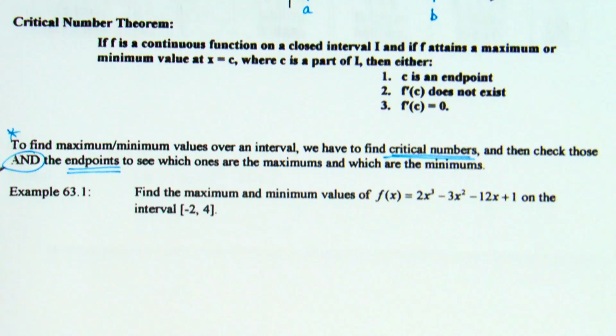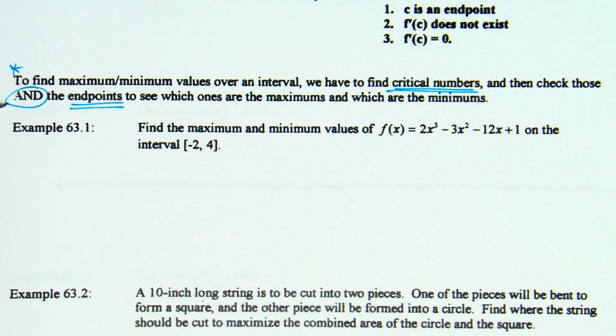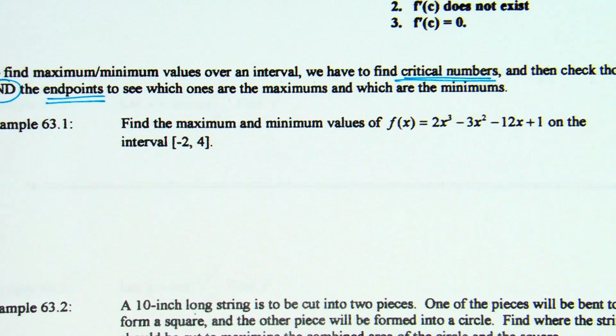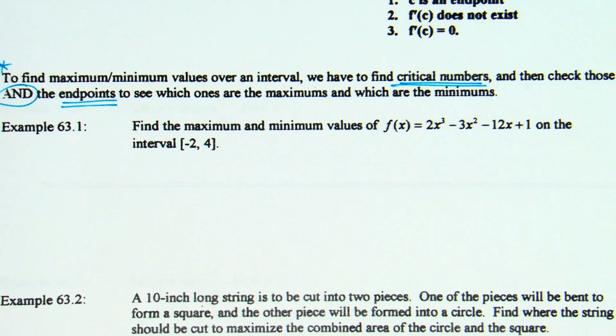Ready to try one? The directions are, find the maximum and minimum values of f of x equals the given function on the interval -2 to 4. Now, officially, when it says find the maximum and minimum values, realize they are looking for y coordinates. If they want where the max or min is located, they're looking for x coordinates. If they want the max or min values, those are y coordinates.